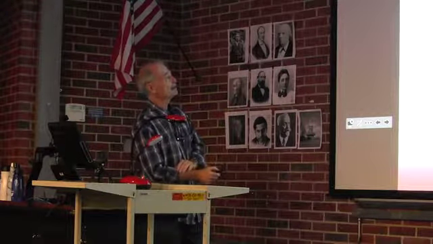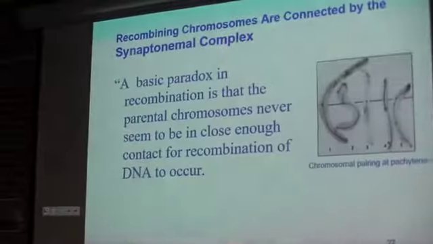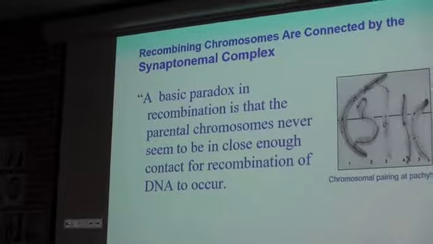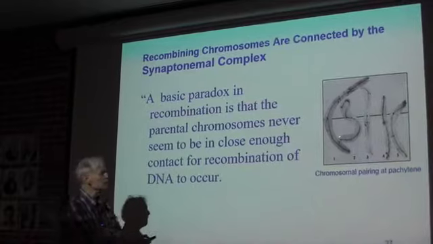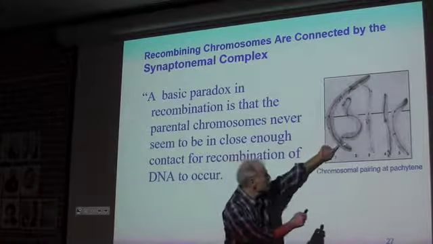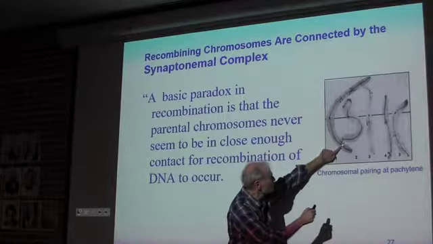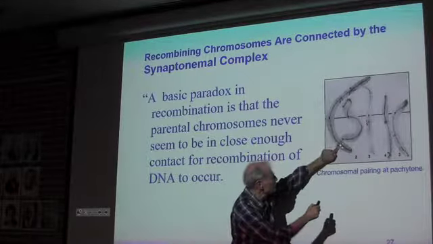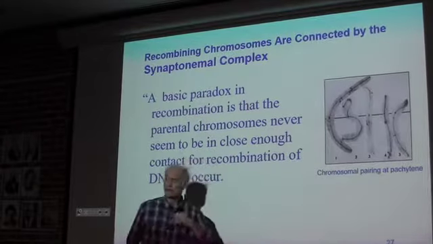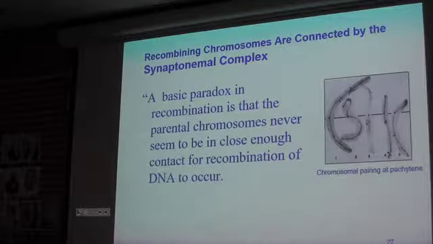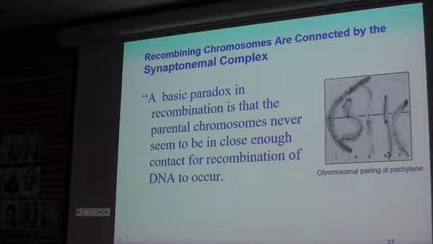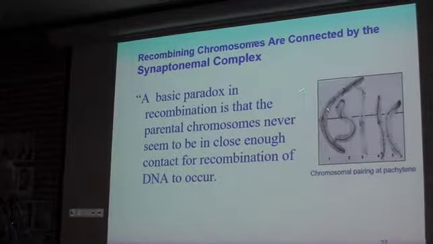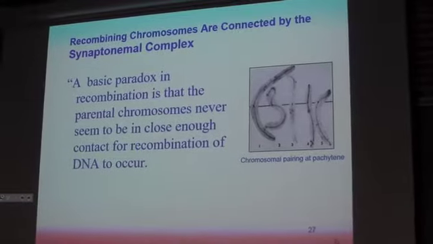A basic paradox is that the parental chromosomes never seem to be close enough for recombination to occur. If you look at the structure of this synaptonemal complex, if you look really closely, you can see this is really two dark axes, two dark bands. Each represents a structure that is separating the DNAs from the chromatids from each other. It turns out this synaptonemal complex is more of a barrier, a wall, that keeps them apart so they cannot exchange.